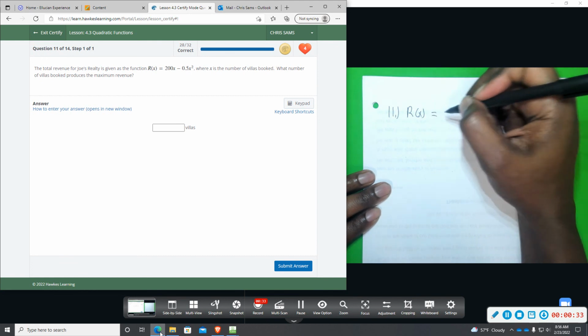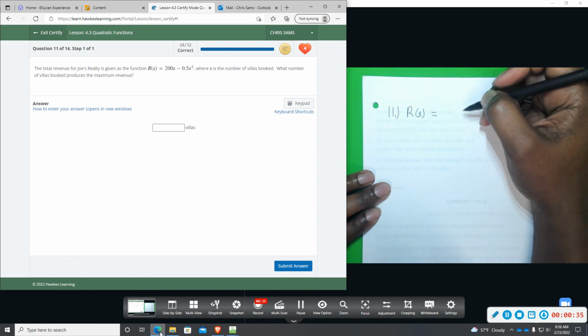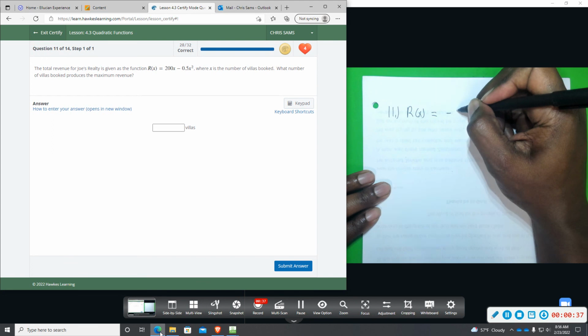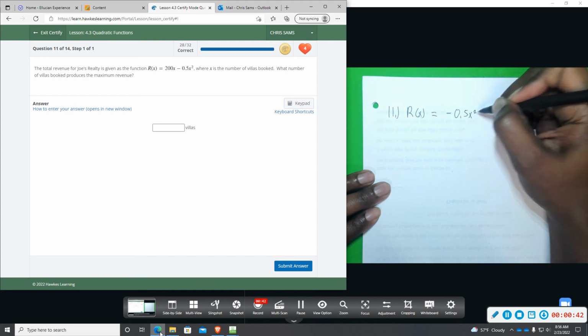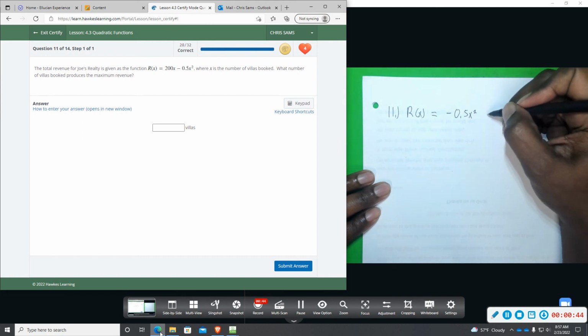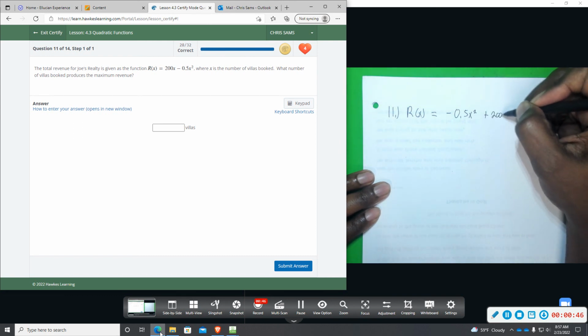So this is revenue. Now I'm going to write this in standard form. So I'm going to put the negative 0.5x squared up front, and then plus 200x.